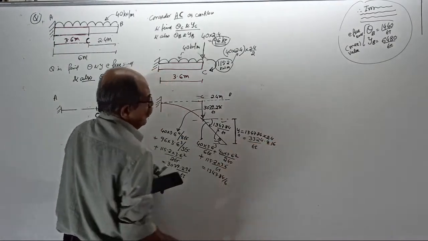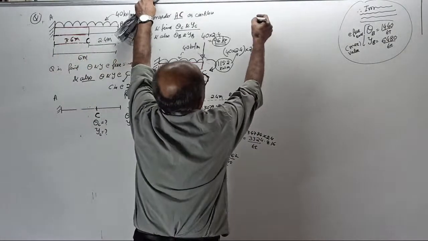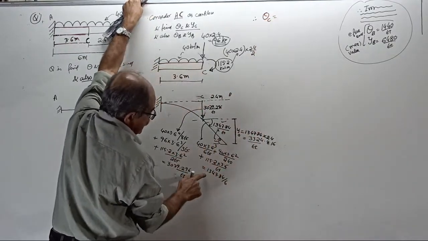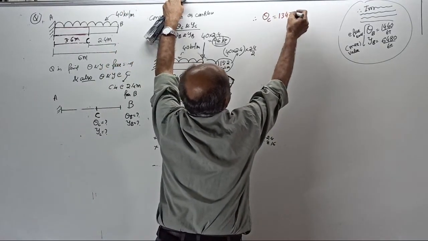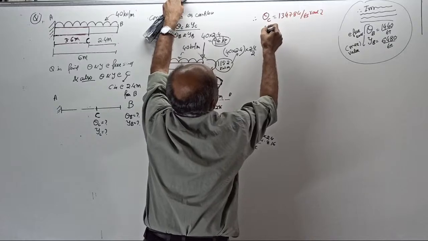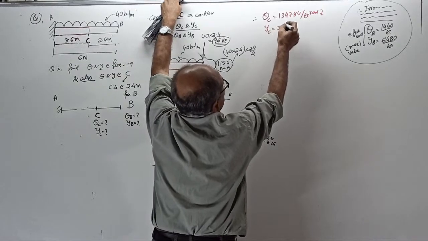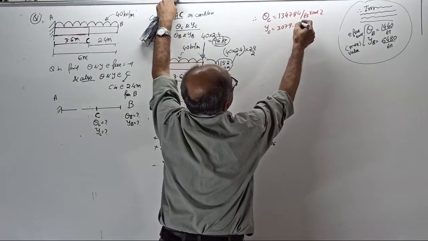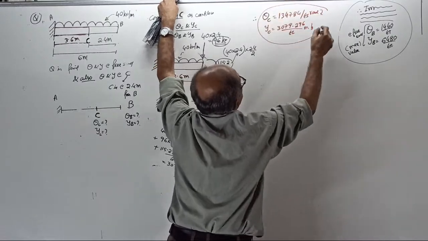3324.816 by EI meter. Okay, now you can confirm and tell. Therefore, your slope at C, theta C, if they ask in examination, is 1347.84 by EI radian clockwise, and deflection at C, if they want in examination, is 3079.296 by EI meter down. This is the answer at the point C if they want.